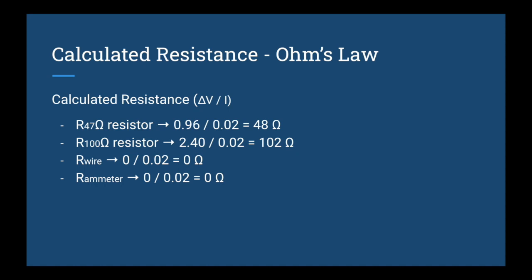Here I show my calculations for resistance using Ohm's law, which states that the resistance will be delta V divided by I. For the first resistor, I found the resistance to be 48 ohms. For the second resistor, I found it to be 102 ohms. And then R of the wire would be 0 ohms, and R of the ammeter would also be 0 ohms.